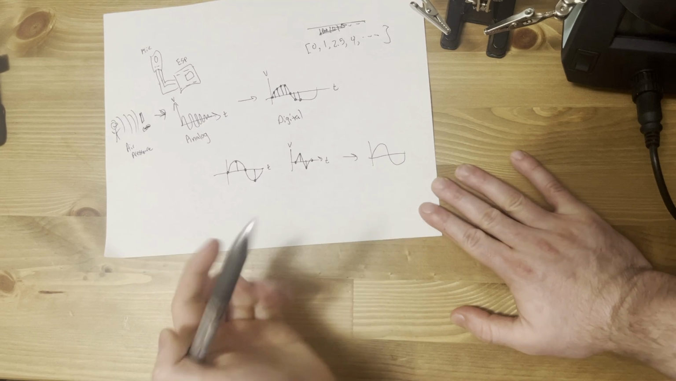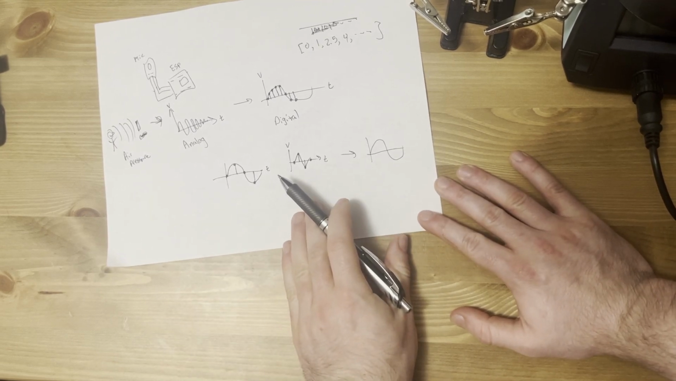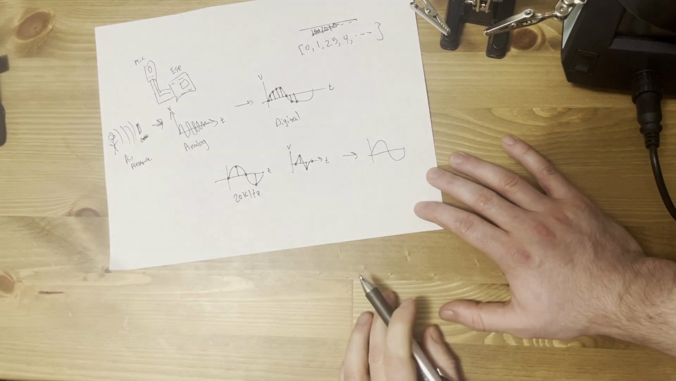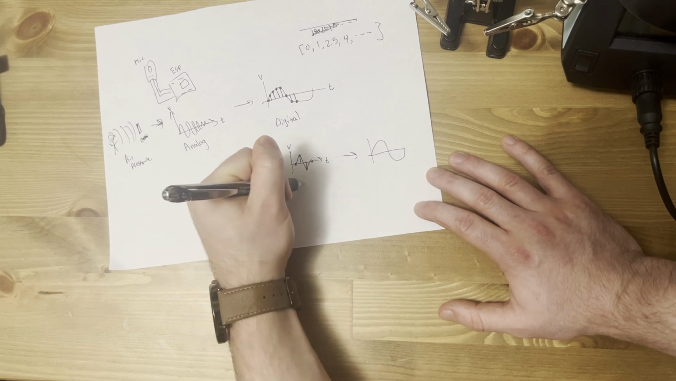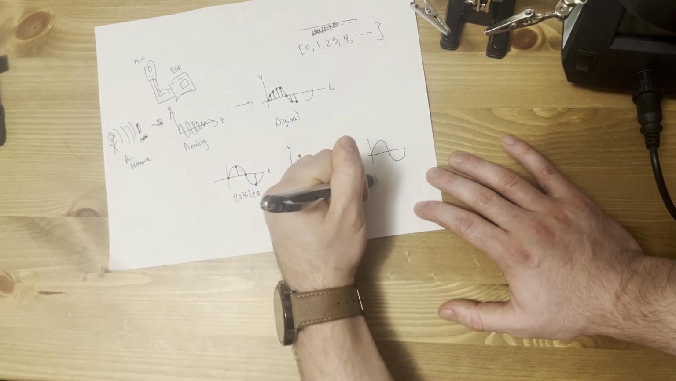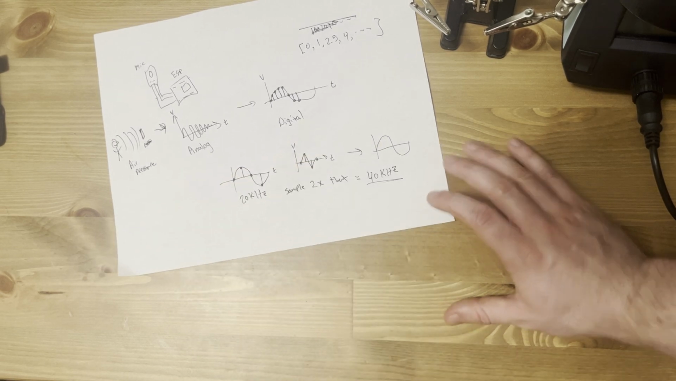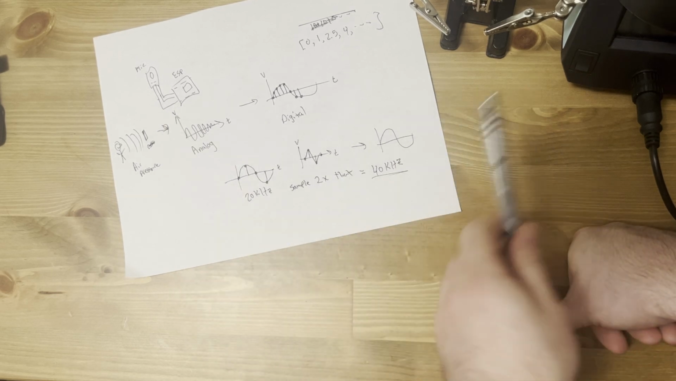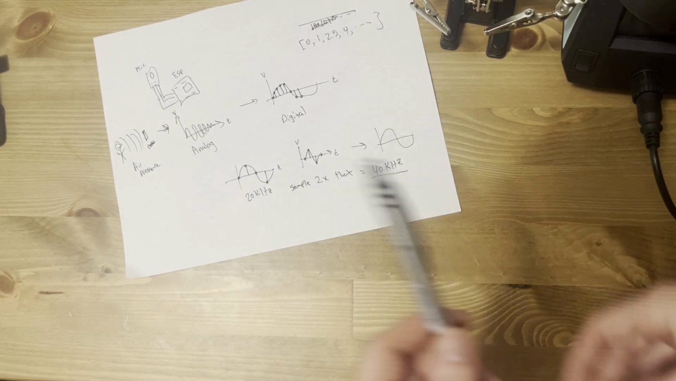And so if our highest frequency is 20,000 hertz, all we have to do is sample 2 times that, so 40 kilohertz. That is how fast we need to sample. We need to chop up our signal 40,000 times every second.